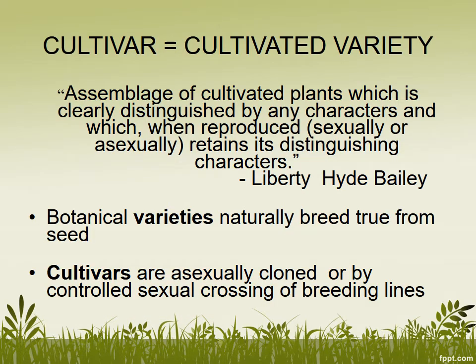So to make things a little bit more confusing, with a lot of ornamental plants and also food crops and vegetables, we have something that's called a cultivar. Cultivar stands for cultivated variety. So you can have a number of different cultivars of one species of plant. All of them are the exact same species, although the different cultivars may look very different. They have different colored leaves, different colored flowers. You may think that they're very different, but genetically it's the same species. So botanical varieties naturally breed true from seed, and cultivars are always asexually cloned, or it's a controlled sexual crossing of breed lines.